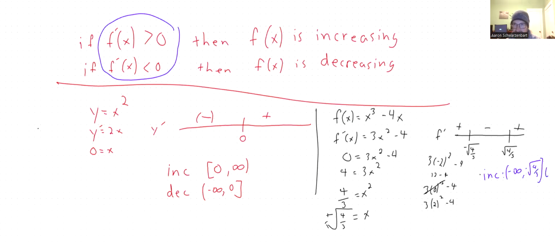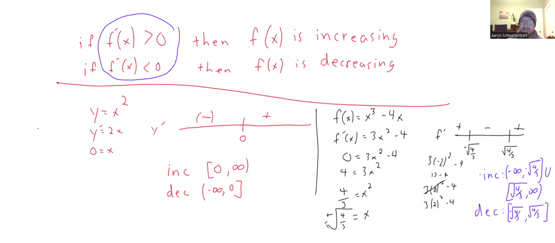Union, I'm running out of space, so I'll use another line. Square root of 4/3 to infinity. Again, including both endpoints. It's decreasing where it's negative. Which again, including the endpoints, negative square root of 4/3 to square root of 4/3, it is decreasing.